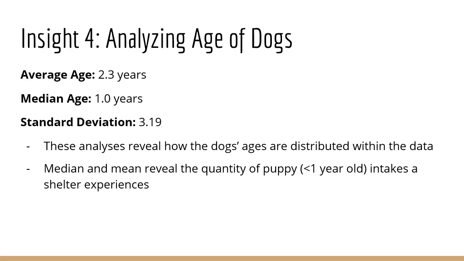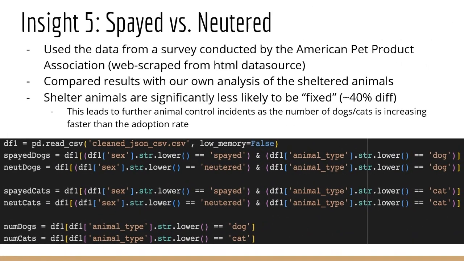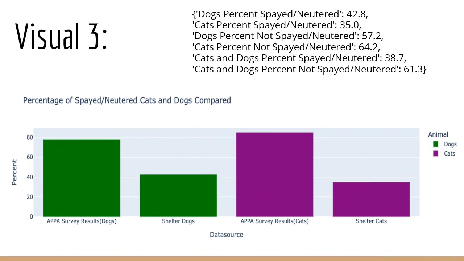And so for this insight, we used the APPA survey web scrape from the HTML to compare the results of neutered versus spayed cats and dogs with our own shelter information on whether they were neutered or spayed. And what we found was animals in the shelter are much less likely to be fixed, around a 40% difference. So this is leading to the problem of overcrowding being exacerbated because these animals are reproducing without control and further crowding these shelters. And so we graphed the comparison as shown here and also displayed our data we found from our analysis.